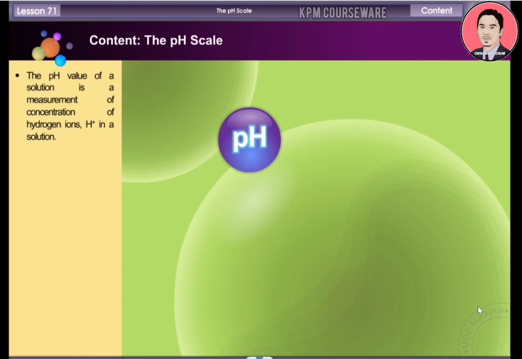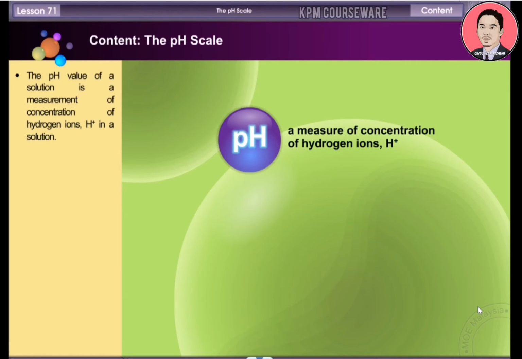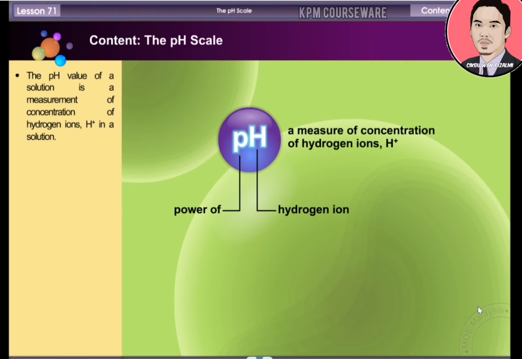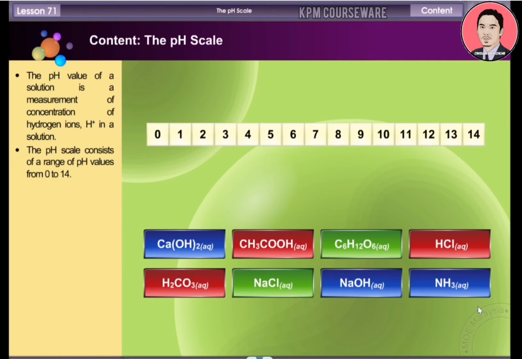The pH value of a solution is a measurement of the concentration of hydrogen ions in a solution. The term pH is in fact an abbreviation for the power or potential of the hydrogen ion. It is measured using this formula. Thus, pH is determined by hydrogen ion concentration. Scientists have come up with a scale of pH values that range from 0 to 14. This range of numbers is called the pH scale. Let us find out what these pH values indicate.